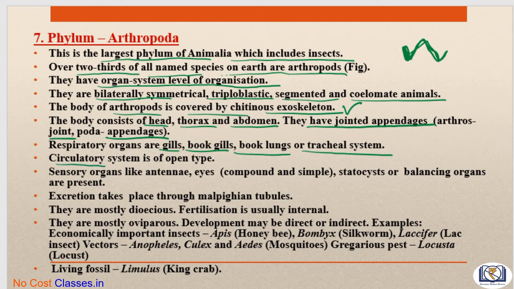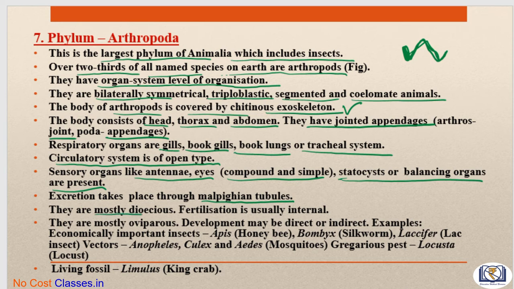Circulatory system, it's of open type. No veins, vessels here. The sensory organs like antenna, compound and the simple eye present here. And statocyst, or the balancing organ, are present in the organisms here. Excretion takes place through malpighian tubules associated with the digestive system only.